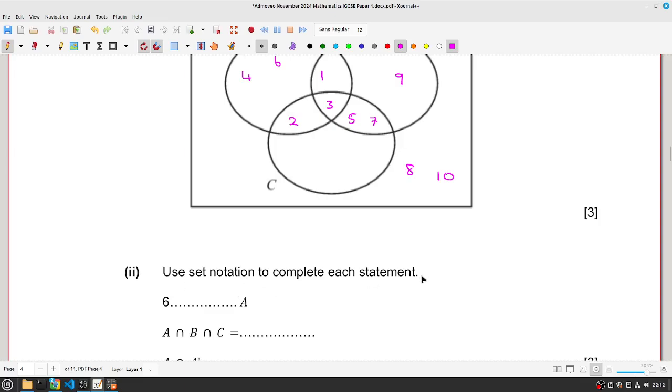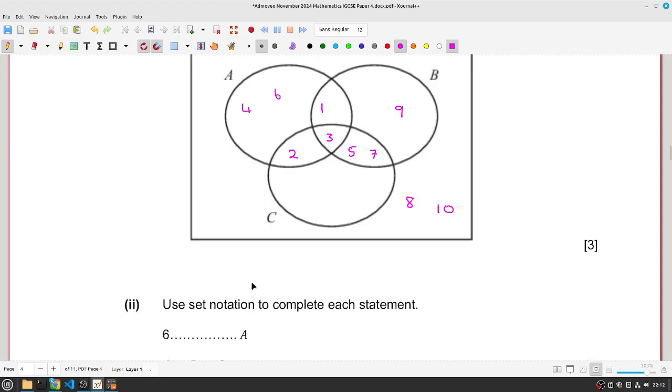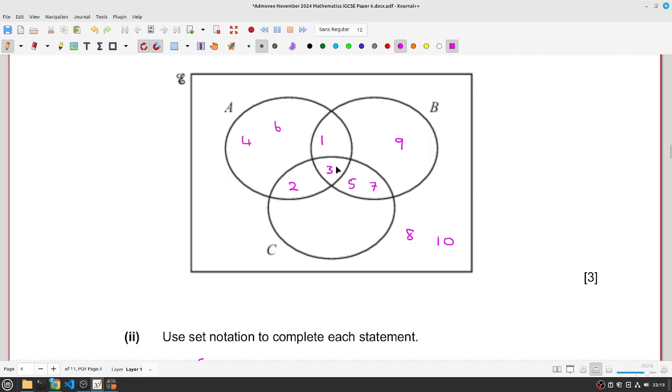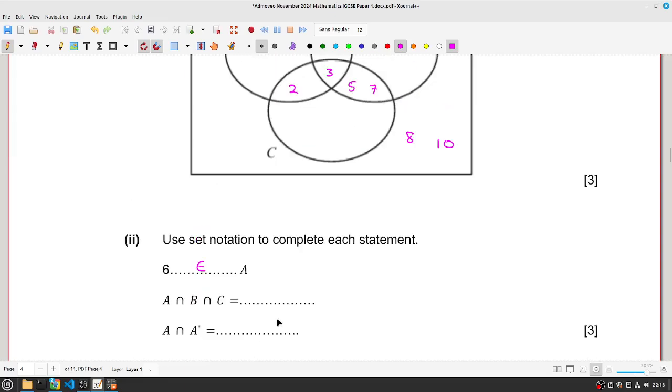Now use set notation to complete each statement. So 6, we have to put something here, A. I would say the best way to answer this is saying that 6 is one of the elements of A. So we can say 6 is an element of A. Now the intersection of A, B, and C, we do have a value there. So we'll just write it's the set containing 3. So we can't just say 3. That's wrong. We have to say it's the set that contains the element 3.